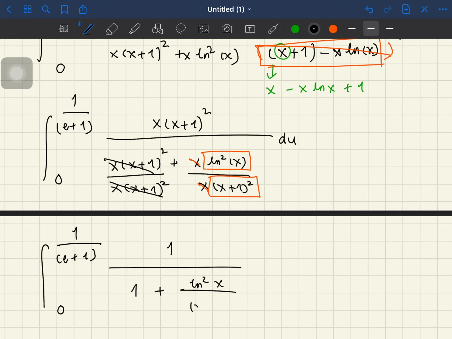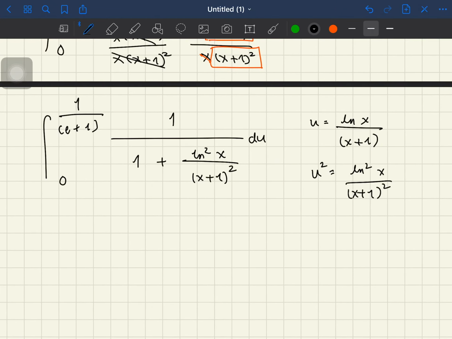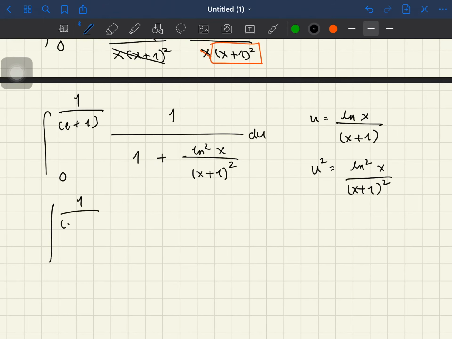It's lesser. However, you need to get u. But remember, we had u as ln x over x plus 1. So u squared equals ln squared x over x plus 1 squared. So actually we have the integral from 0 to 1 over e plus 1 of the fraction 1 over 1 plus u squared, du.